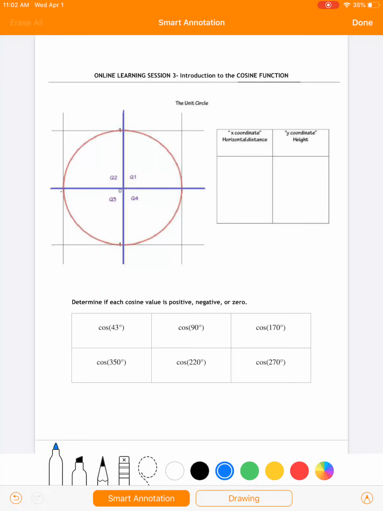Today we're just going to have a quick video introducing the cosine function. So before we left and we last saw each other in person, we spent a lot of time talking about sine, and hopefully you've completed the first two online assignments refreshing your memory on sine, but we're just going to do a quick recap and then talk about the cosine function.